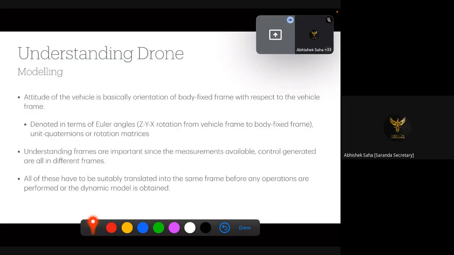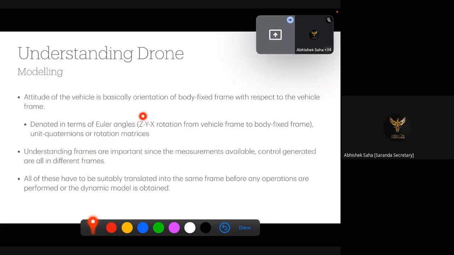Now, the attitude of the vehicle is the main thing. We either denote it by Euler angles, which in the case of UAVs is a ZYX rotation from the vehicle frame to the body frame, or we denote it through unit quaternions or rotation matrices. Euler angles have their problems because of singularity at certain configurations. For example, when the vehicle has its nose up, so the forward direction is pointing exactly up, you cannot distinguish between yaw and roll, which gets taken care of when you use unit quaternions and rotation matrices.